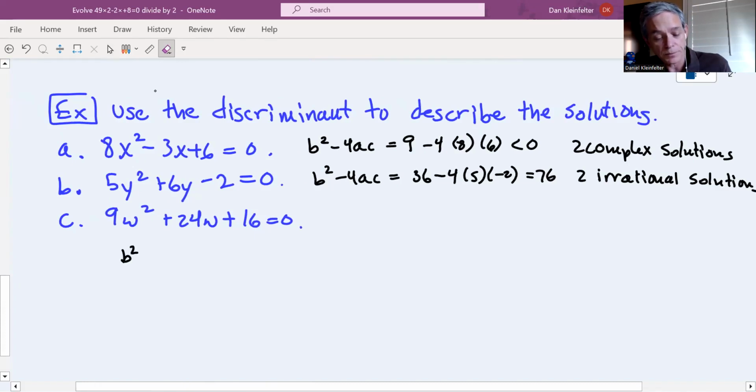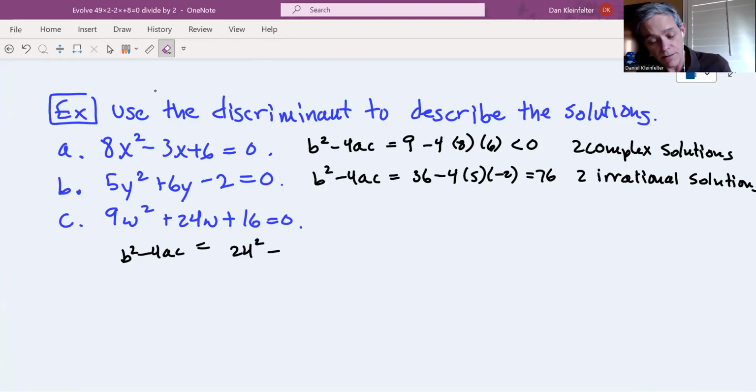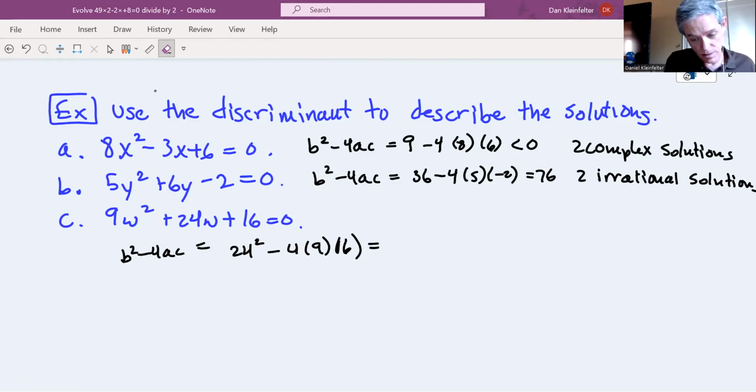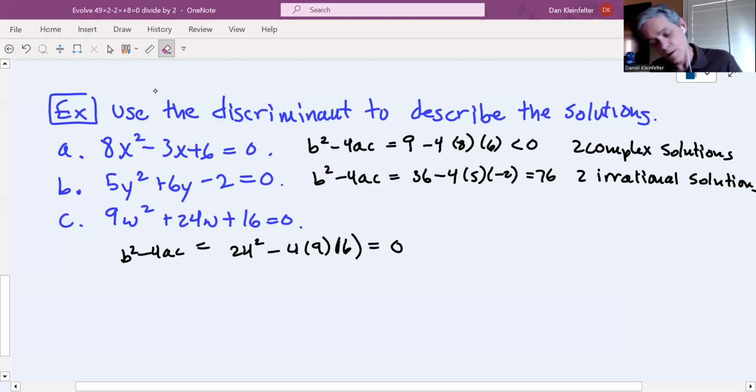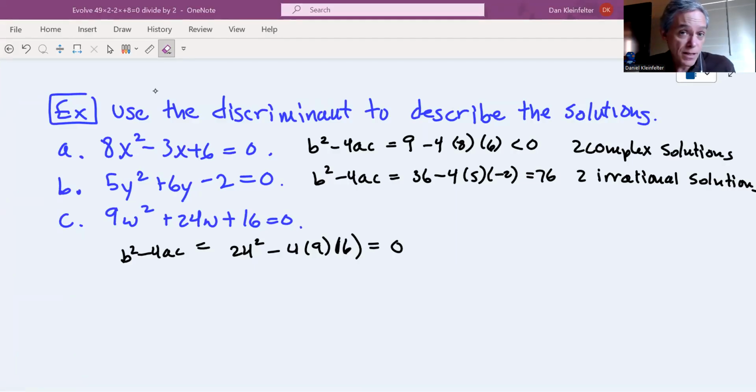Okay, for this one, b squared, that will be 24 squared. We'll do that in a minute. Minus 4 times 9 times 16. Okay, so let's calculate what that is. All right, so this one ended up with a discriminant that was 0, so this would give us one solution.